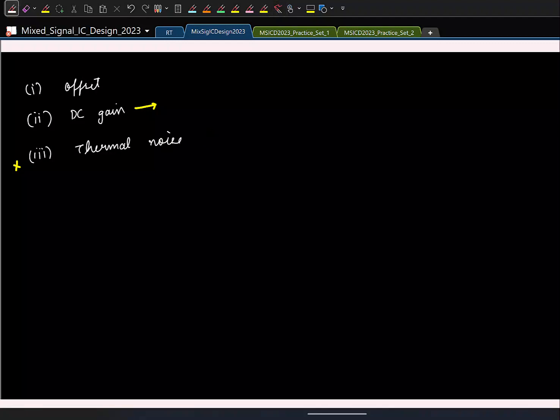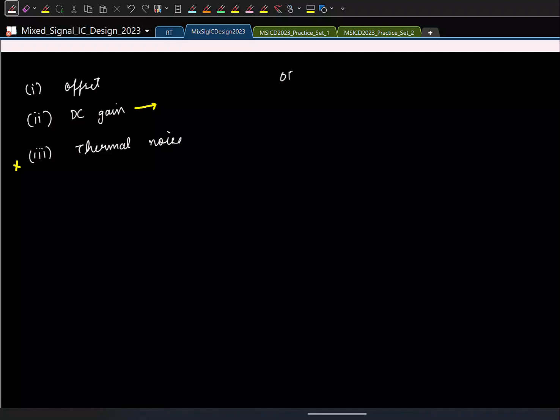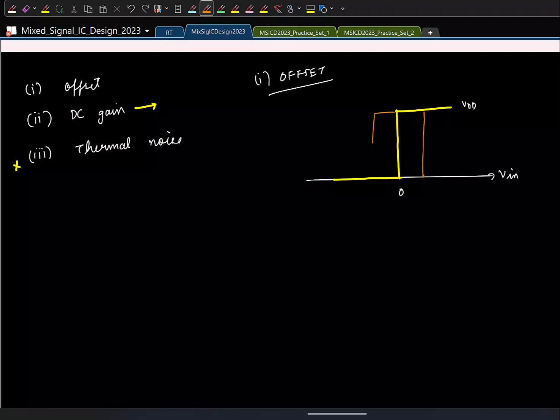So let's start with offset for the comparator. What does offset mean for a comparator? Ideally, let us say the comparator must behave like this. When the input is 0, the output must become VDD, and if the input is less than 0, it is 0. But with an offset, what do you think will happen? There will be a shift in the characteristics, either to the left or to the right or anywhere.